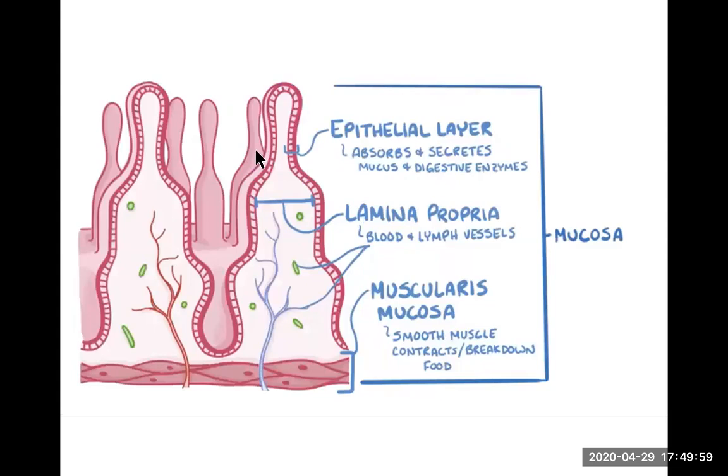Now we'll see how the stomach is made up. The stomach usually is made up of the mucosal layer completely. This mucosal layer again has three layers. The innermost layer is called the epithelial layer. The main function of this is to absorb and secrete mucus and digestive enzymes. Whereas the middle part of the mucosa is the lamina propria, which has blood vessels and lymph vessels. And the outermost layer is the muscularis mucosa, which is made up of smooth muscle, and its main function is that it contracts and breaks down the food.